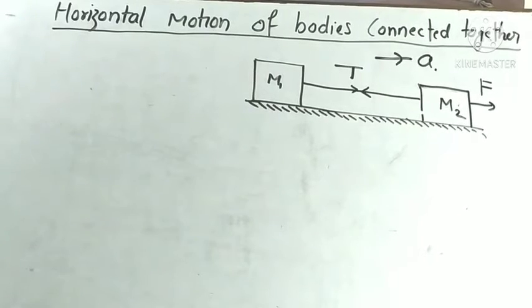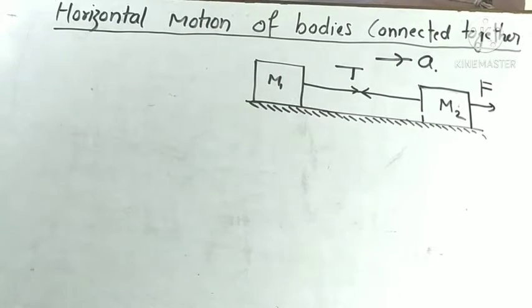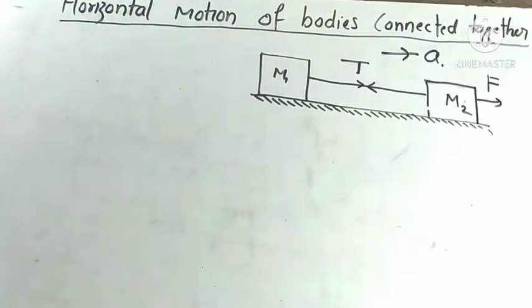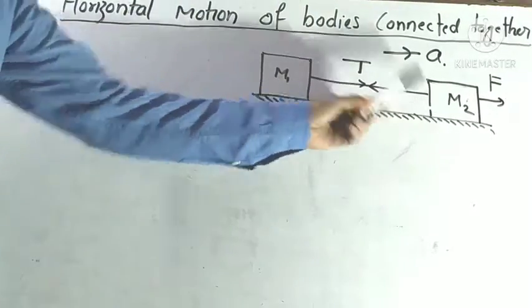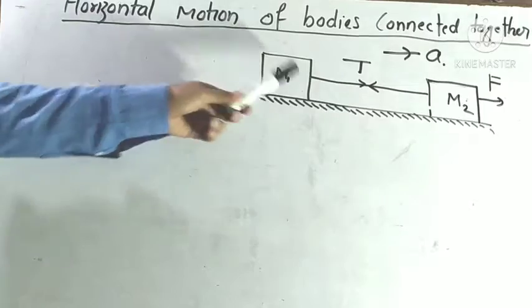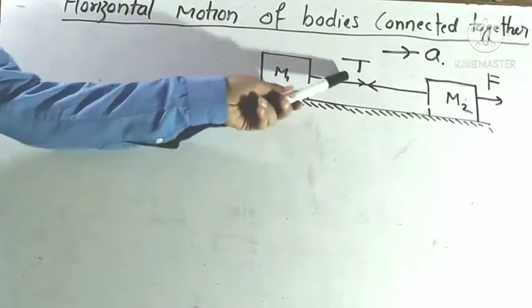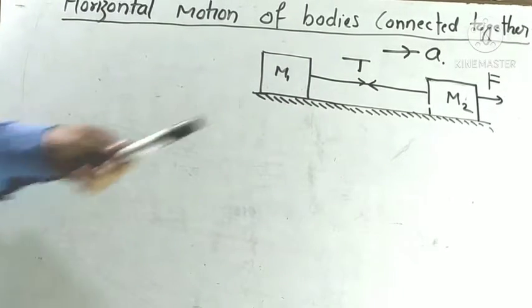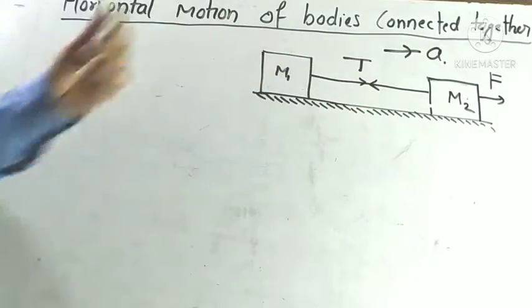Hello student, good morning. Today our topic is horizontal motion of bodies connected together. Here we take two bodies having mass m1 and m2, and both bodies are placed on a frictionless table. Both bodies are connected by a string having tension T.